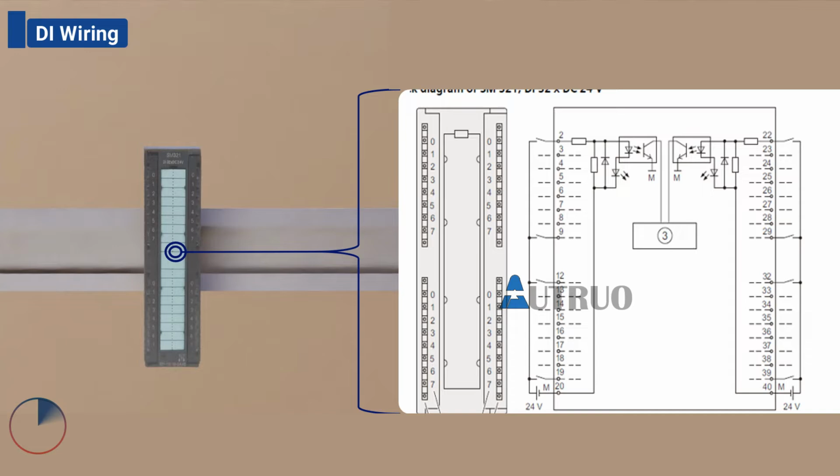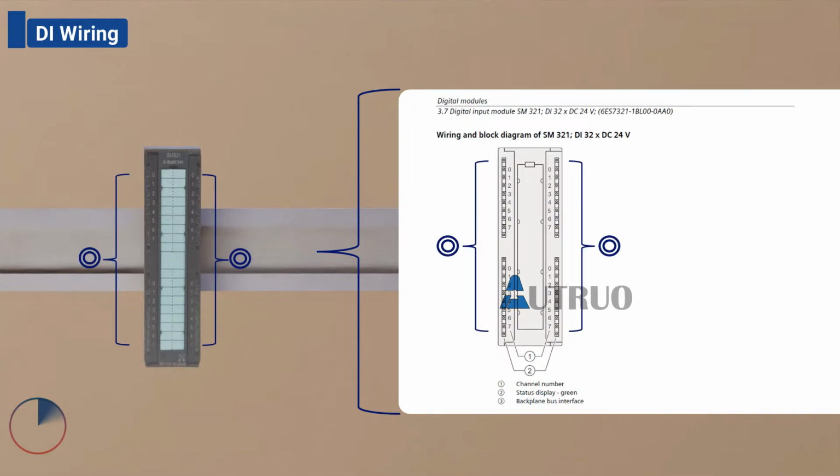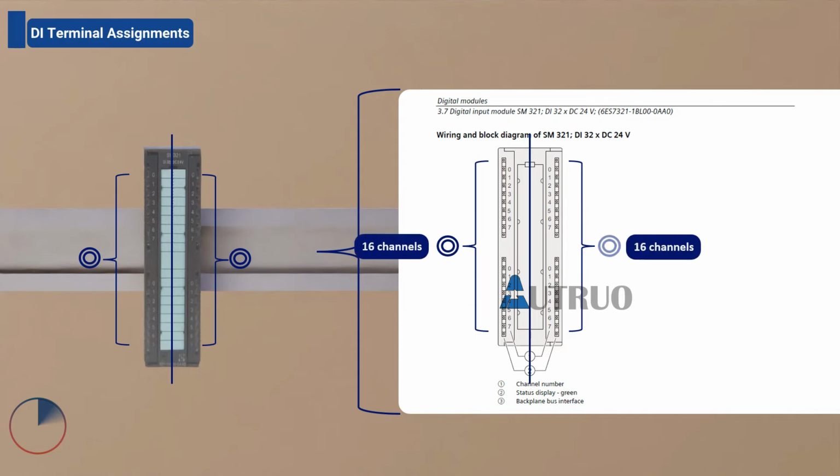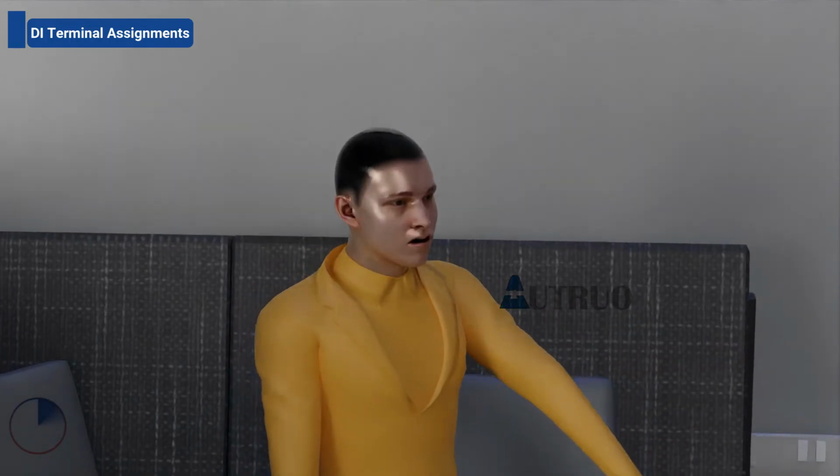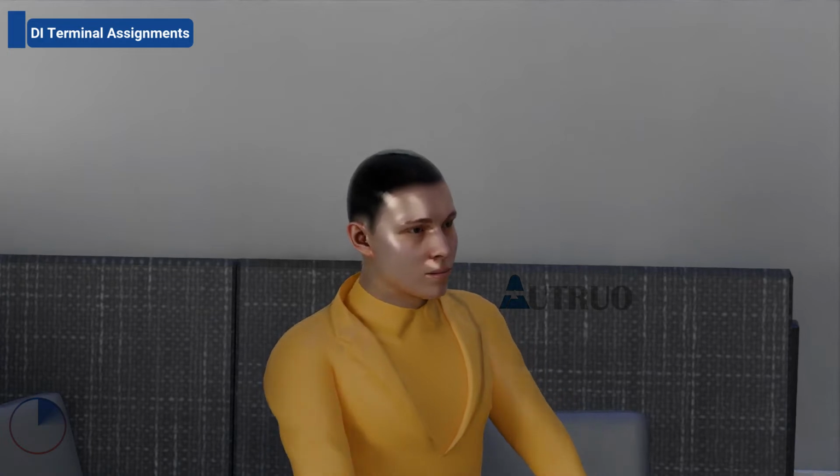Now let's look at the terminal assignments because this has a relation with the status display. Again, earlier on, I said the 32 channels are divided into 2 groups of 16 channels. These 2 groups will be further divided into 2, which means at the end of the day, we are going to have 4 in total.